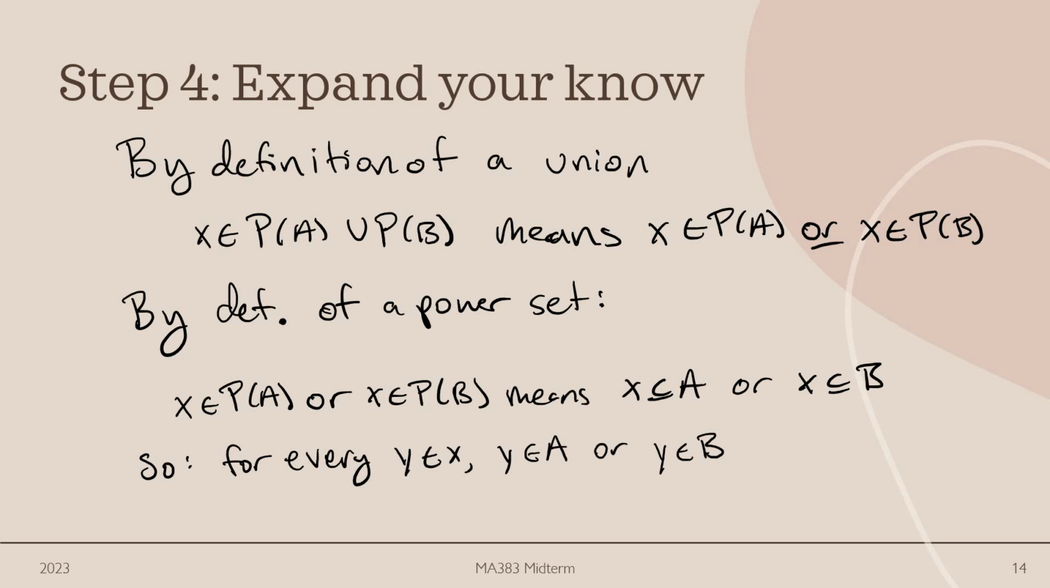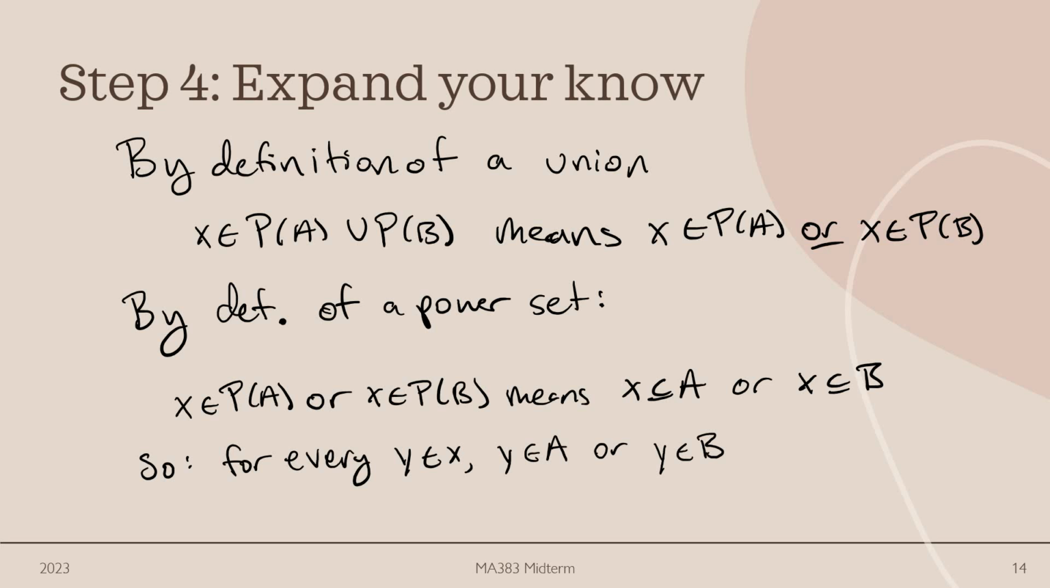Now, by the definition of a union, if X is an element of the power set of A union power set of B, then we know that X is an element of the power set of A, or X is an element of the power set of B. Now, the power set is the set of all subsets of the set. Alright, so what this means is that if X is an element of the power set of A, then X must be a subset of A. Right, so since we know X is an element of the power set of A, or X is an element of the power set of B, we now know X is a subset of A, or X is a subset of B.